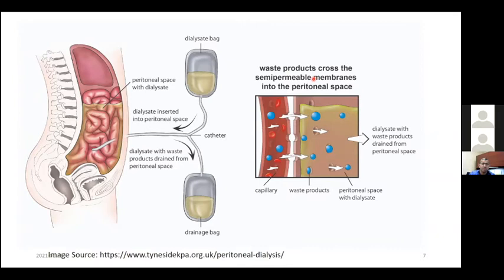As you can see, it's from the bloodstream here, the capillary, and this is the peritoneal space here. The stuff comes out from this to this. The reason why it comes out is diffusion and convection, and that's how we get more clearance. And that's where we get dialysate with waste products drained from the peritoneal space.